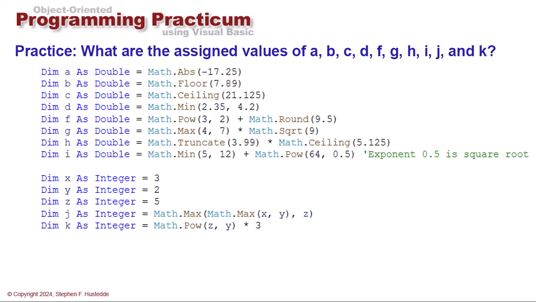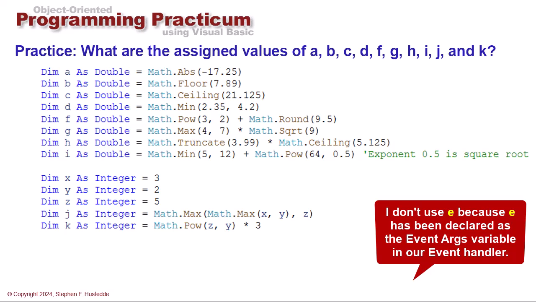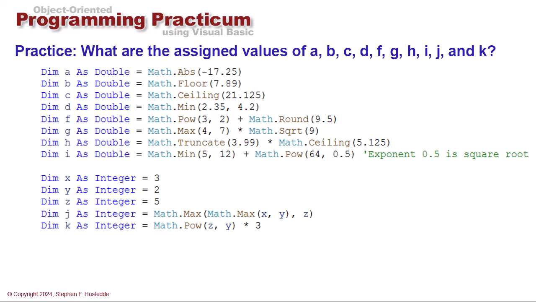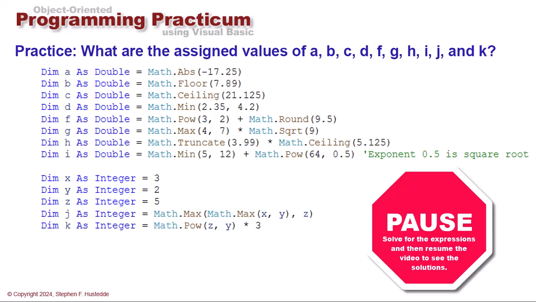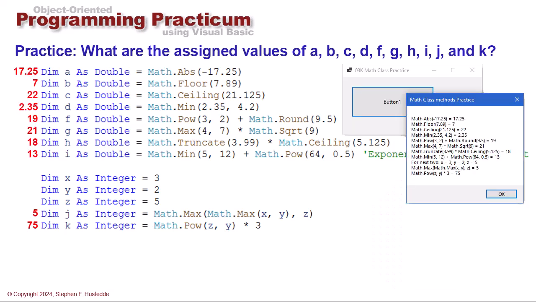Let's do some practice on the Math class methods. I have here several variables, a, b, c, d, f, g, h, i, j, and k, each of which are being assigned values based on the Math class methods. So the question is, what are the assigned values of those variables when this code is executed? Pause the video here, write down your answers, and then come back and check your answers against the solutions that follow. Here are the assigned values to those variables a through k. And I also created a little Visual Basic program just to verify that the solutions I had were correct, that those were what Visual Basic came up with, and they are indeed.